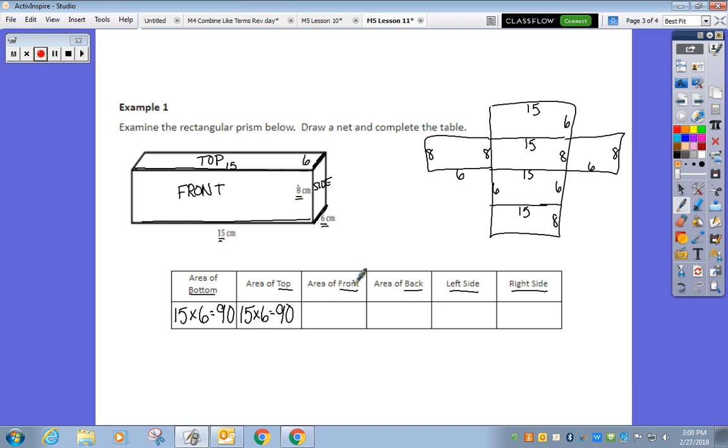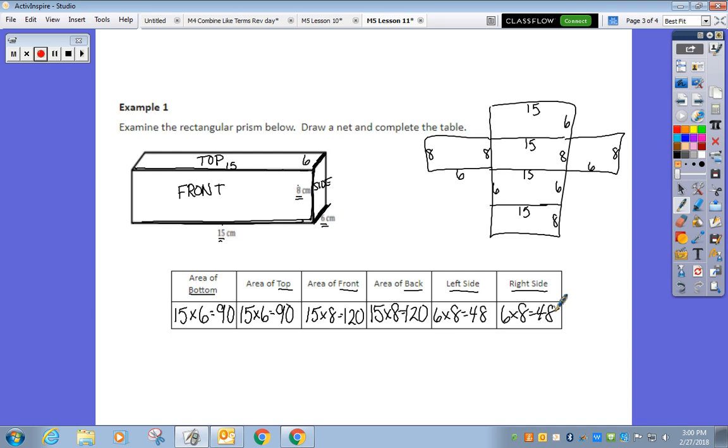Now for the front and the back, they'll also be the same. This would be my front, and on the opposite side, the back, I would have the exact same sized rectangle. And this is a 15 by 8. So this length is 15, this is 8. So I would do 15 times 8 for both the area of the front and the area of the back. So this would give me 120 for each of those. Okay, and then for the two sides, again, the sides will be the same. It is a 6 by 8 rectangle. So both of those would be 48.